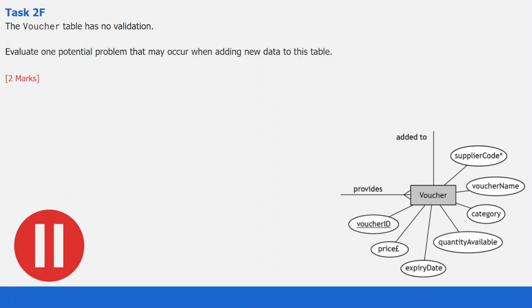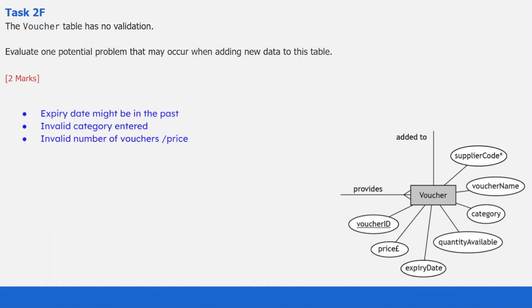So here's some potential ideas. The voucher requires an expiry date. If there is no validation on expiry date, it's possible for the user to enter a date in the past. We know from the project brief right at the very start that MyTree only sell vouchers in certain categories. So if there's no validation here, it could be that the user inserts a category that doesn't exist. With no validation on price or quantity available, the user could enter an invalid number, potentially negative, or a number that is way above what MyTree would be expecting.